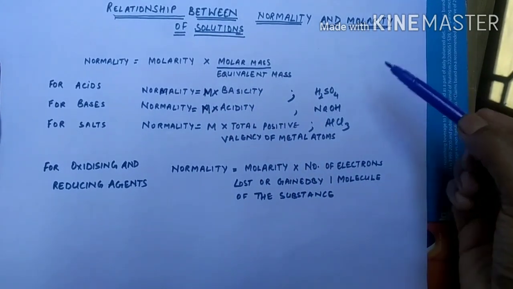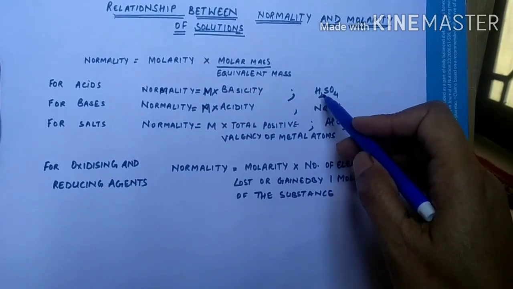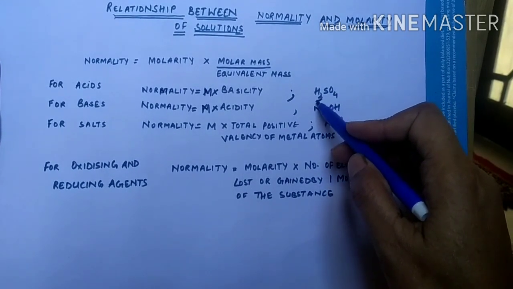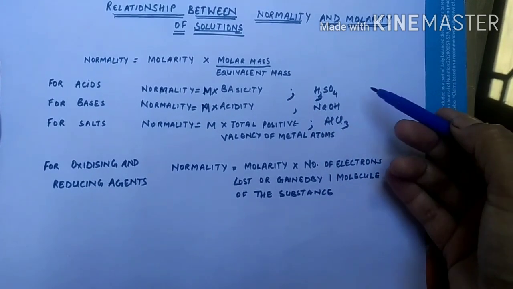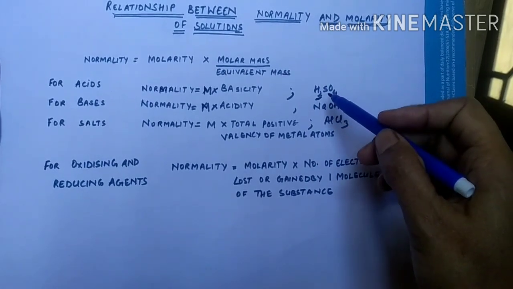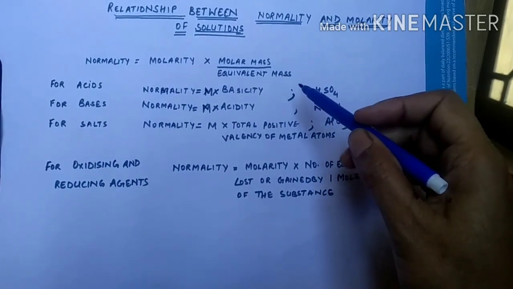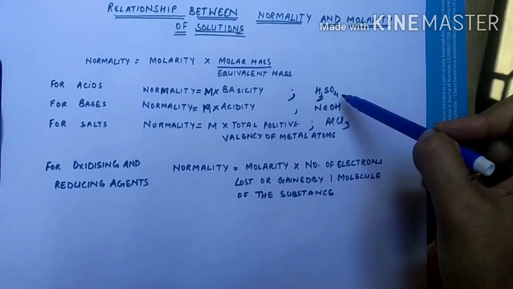For example, how do you find out the basicity? For example, if it is sulfuric acid, its basicity will be dependent upon the number of H plus ions that it furnishes in solution. H2SO4 gives 2 H plus ions, so basicity is 2. So molarity multiplied by 2 will give you the normality for sulfuric acid.